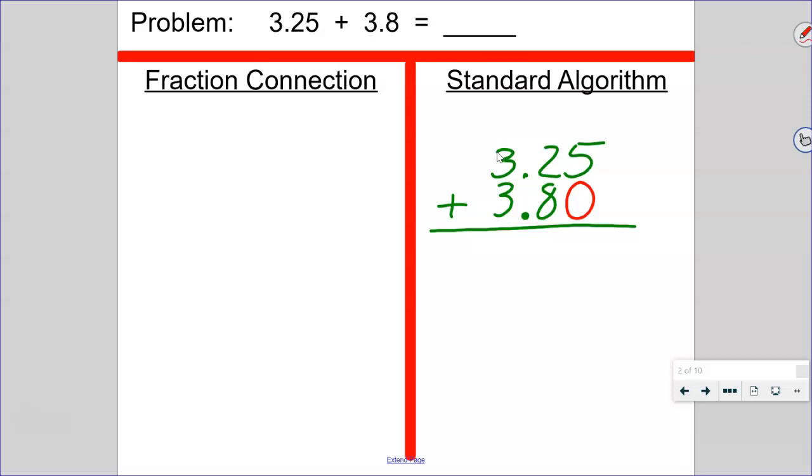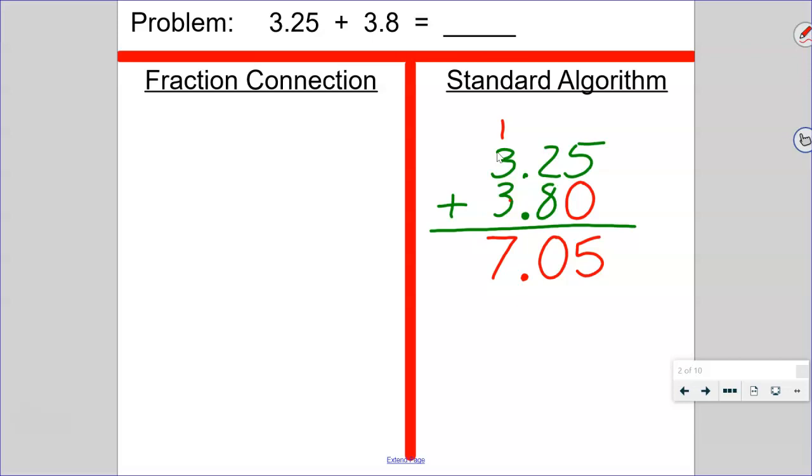We're going to start with the hundredths place. 5 plus 0 equals 5. 8 plus 2 is going to give me 10. So I'm going to carry a 1 and leave a 0 behind. And then 3 plus 3 plus 1 gives me 7. Bring my decimal point down, and our answer is 7 and 5 hundredths.